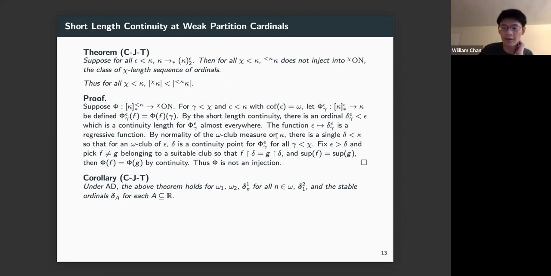So even though, for instance, we know a lot about delta 2,1 under AD, it has all sorts of reflection properties, the only argument we know to establish this above continuity result for delta 1,2 passes through this kind of purely combinatorial argument.